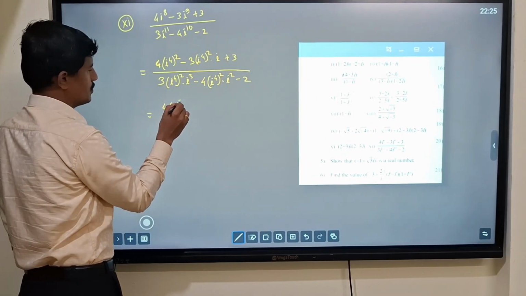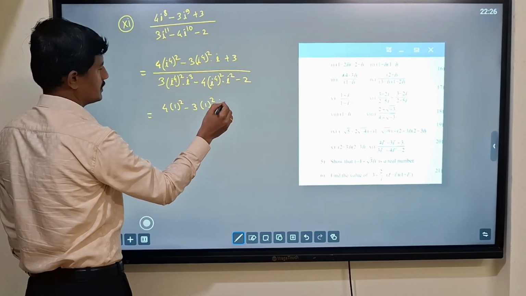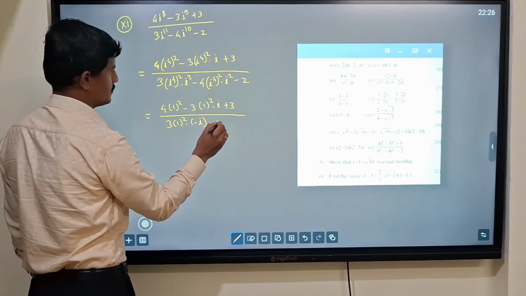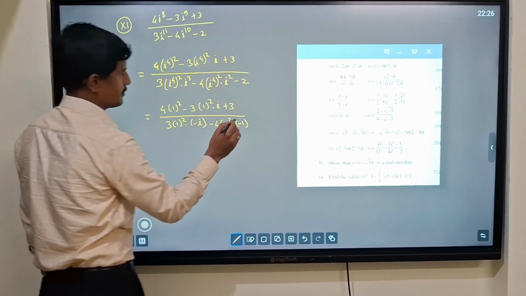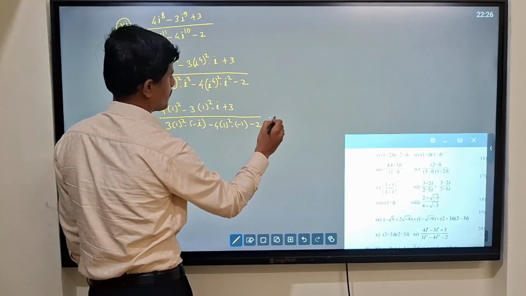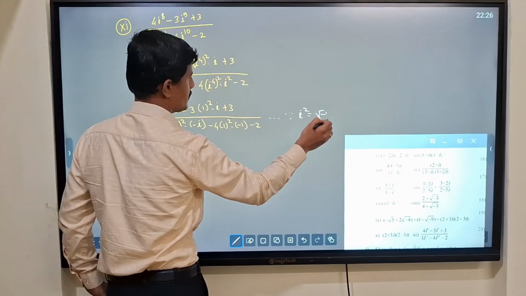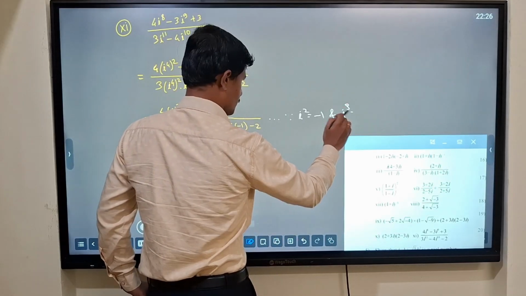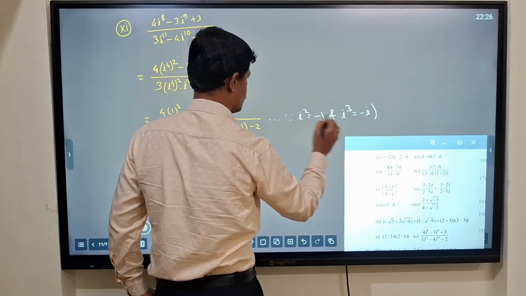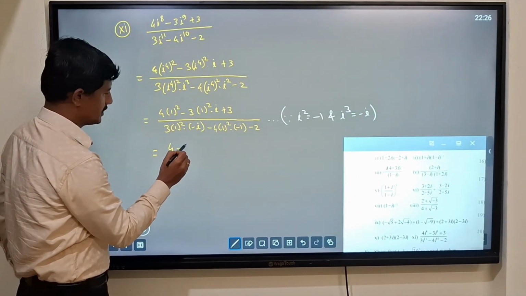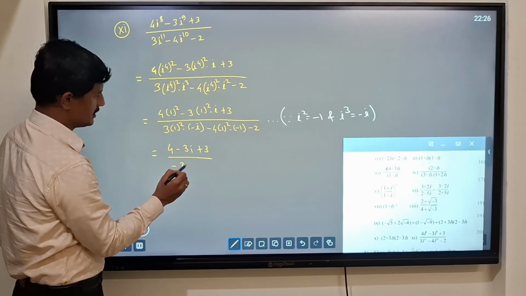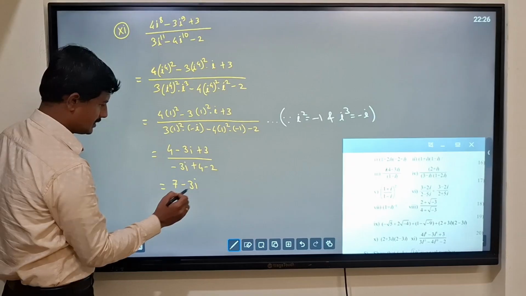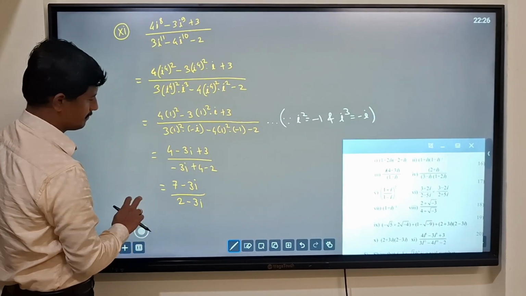So this becomes 4 into 1 square minus 3 into 1 square into i plus 3 upon 3 into 1 square into minus i, minus 4 into 1 square into minus 1, minus 2, since i square is equal to minus 1 and i cube is minus i. So this becomes 4 minus 3i plus 3 upon minus 3i plus 4 minus 2. So 4 plus 3 is 7 minus 3i. 4 minus 2 is 2 minus 3i.